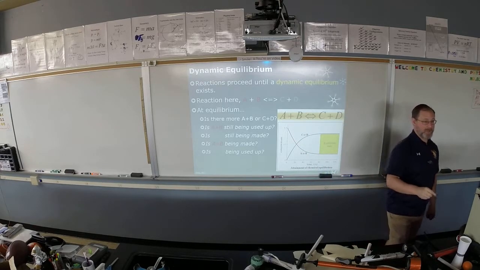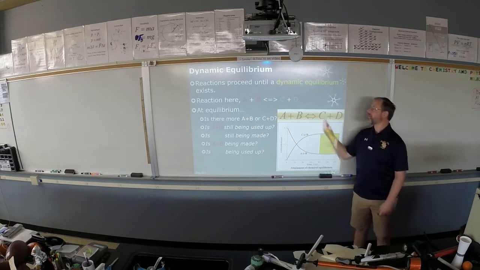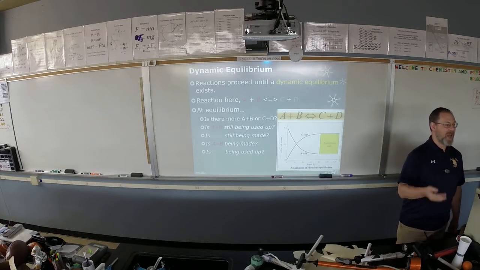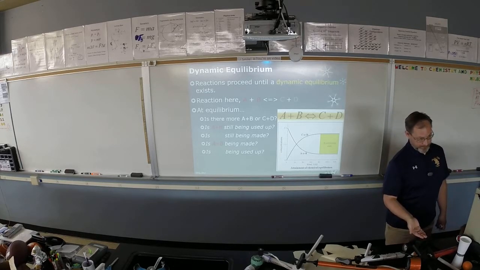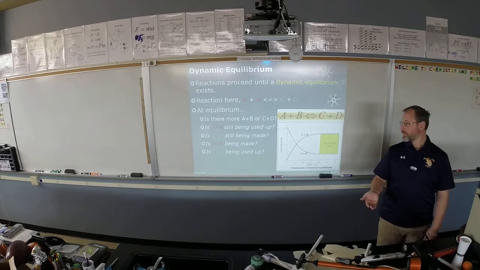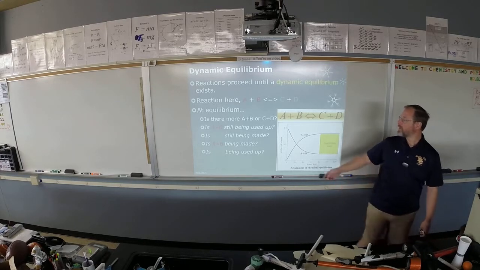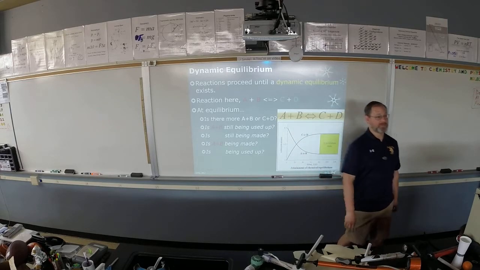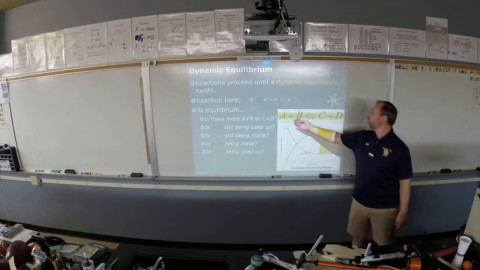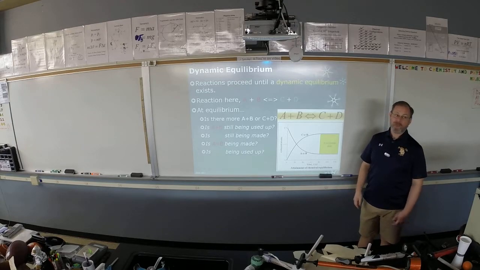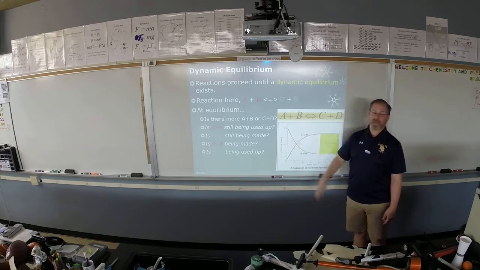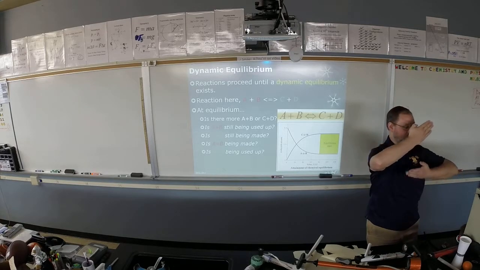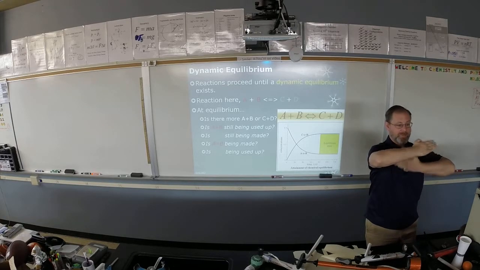So at equilibrium, the forward reaction and the reverse reaction are both happening, and they're both happening at the same rate. Is C and D being used up? Yes. The answer to each of these is yes. At equilibrium, A and B is becoming C and D. At equilibrium, C and D is becoming A and B. In fact, the rate of the forward reaction and the reverse reaction are the same.